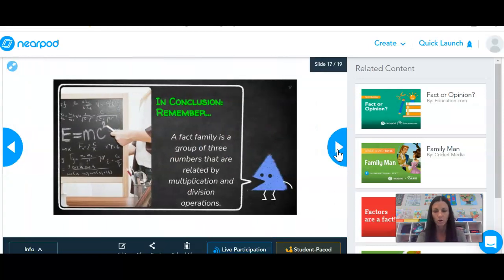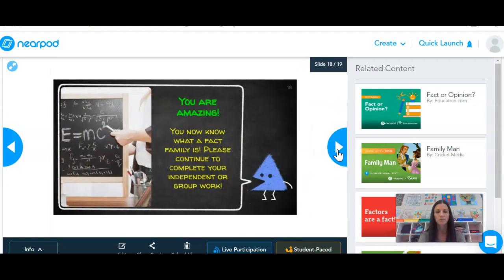In conclusion, so we're wrapping it up here. A fact family is a group of 3 numbers that are related by multiplication and division operations. You are amazing. You now know what a fact family is. Please continue to complete your independent or group work now.